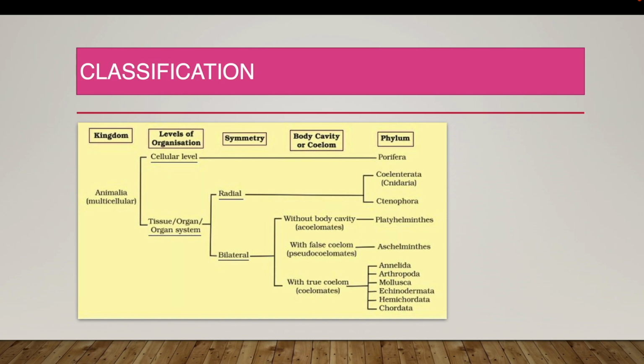Then the third type of category is known as coelomate. That means having the true coelom. So starting from the phylum Annelida to Hemichordata and all the chordates, they come under the coelomate group. That means they all have a true coelom, the proper body cavity with the mesodermal lining. So this is all about the classification of the animal kingdom based on different features like level of organization, symmetry and the coelom. Thank you.